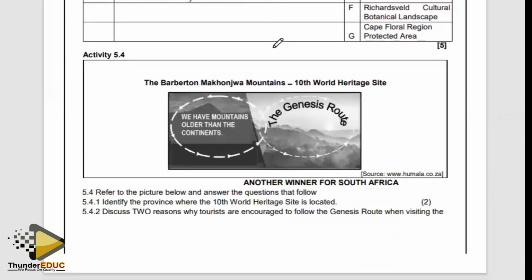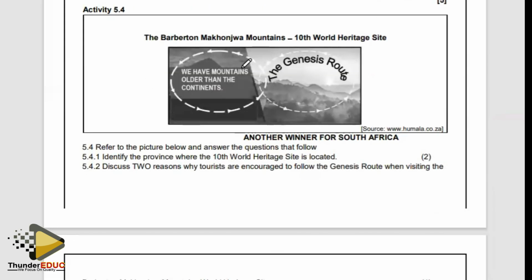Now moving on to the next one. The Barberton Makhonjwa Mountains, the 10th World Heritage Site. Refer to the picture below and answer the questions that follow. Identify the province where the World Heritage Site is located. So this is Mpumalanga province.